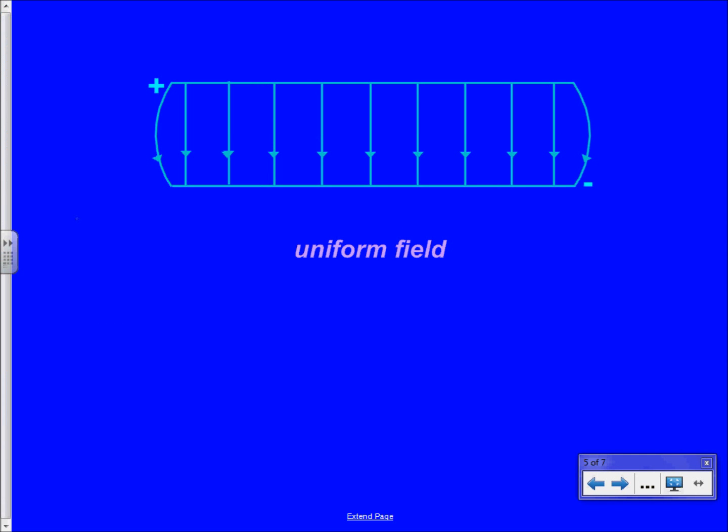Uniform field. We do have this thing called the end effect. You tend to get a gathering of charge at sharp edges, and because of that you do get this curvature of the field at the ends. Just be aware of that, but generally speaking I would not actually draw that in a diagram. So you've got equally spaced parallel field lines representing that uniform field.